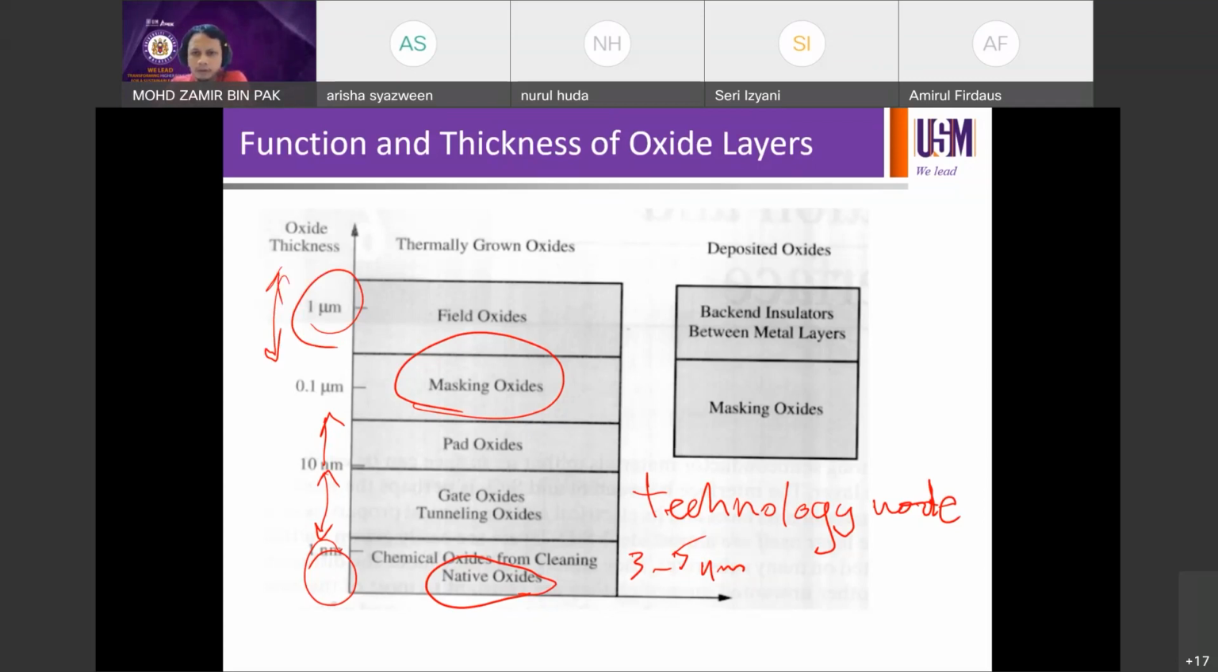Okay, so this is thermally grown oxide, where we use silicon as the precursor for the oxide to grow. Okay, you consume the silicon.